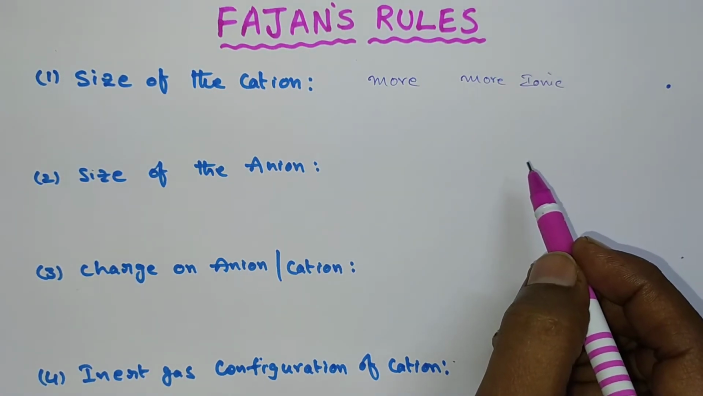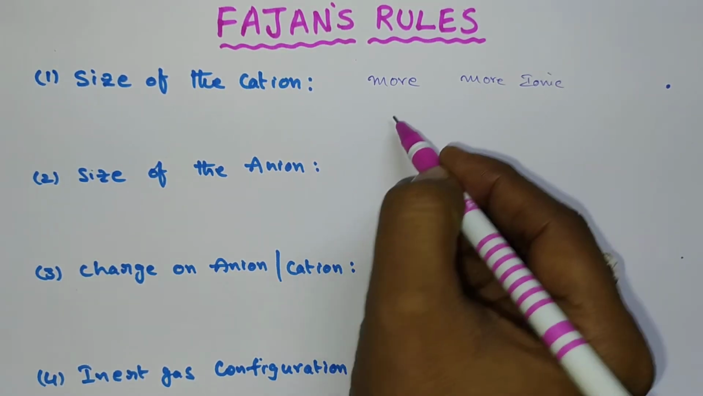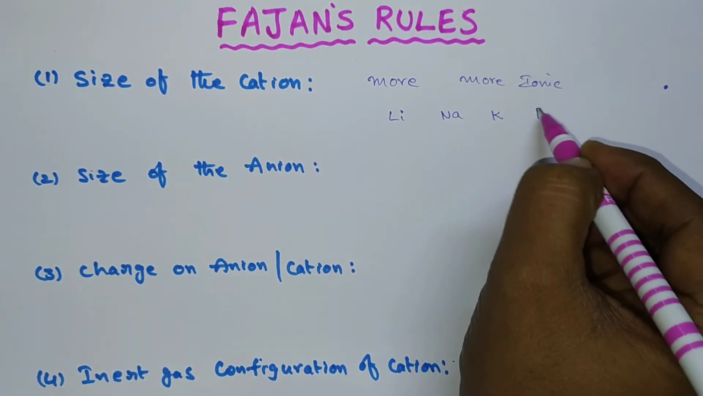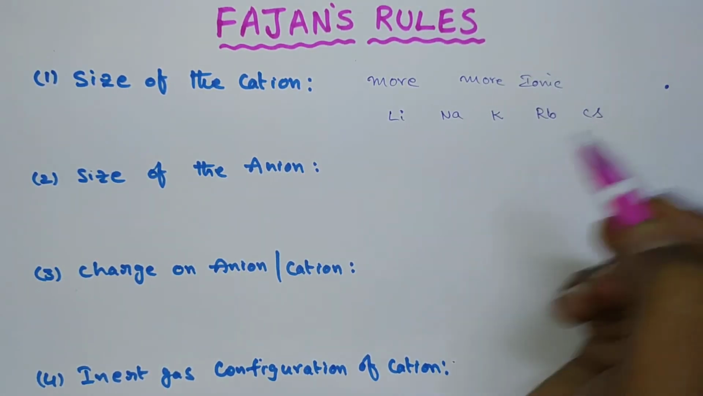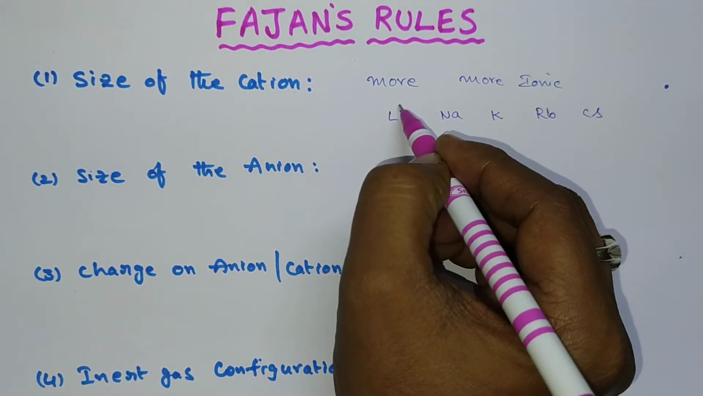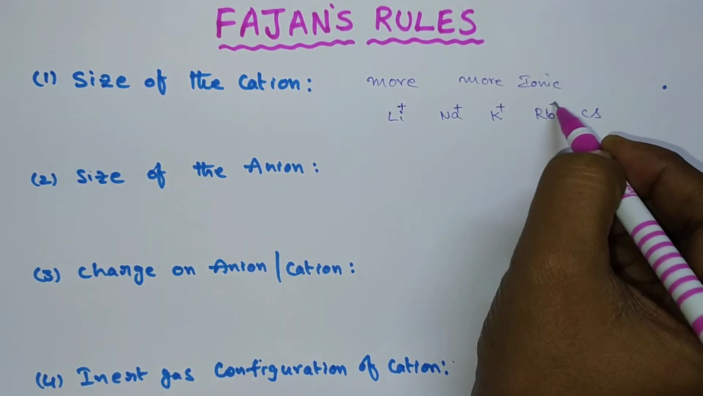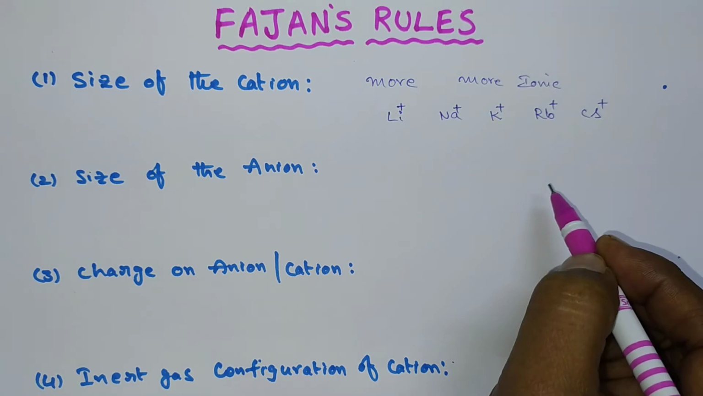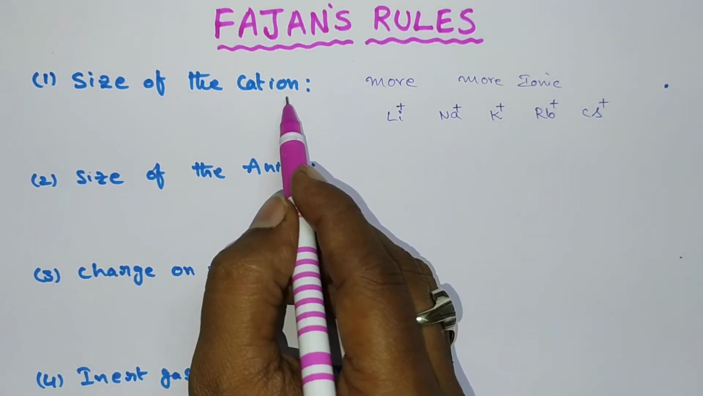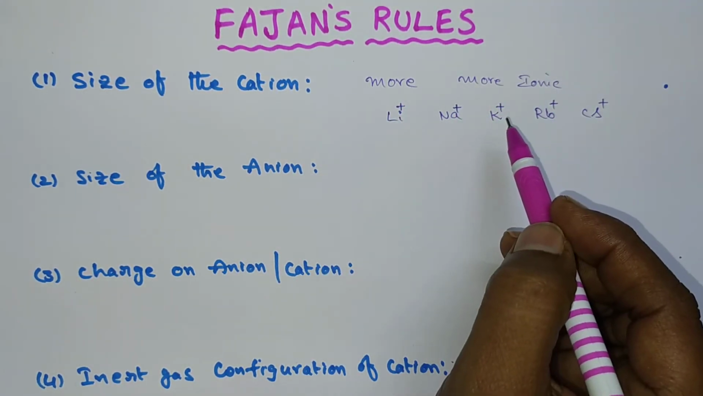Suppose let us consider the first A group elements and their ions: lithium, sodium, potassium, rubidium and cesium. All these exhibit +1 oxidation state, so that's why these form unipositive ions: Li plus, Na plus, K plus, Rb plus and cesium plus. All these are cations. In case of cations, if the size is more, then it will exhibit more ionic character.